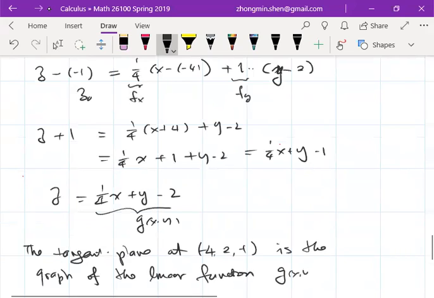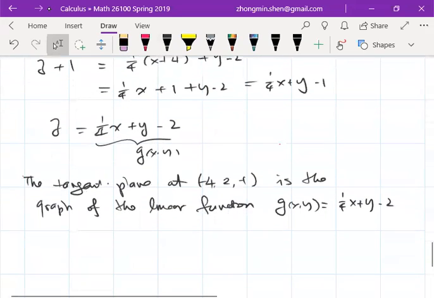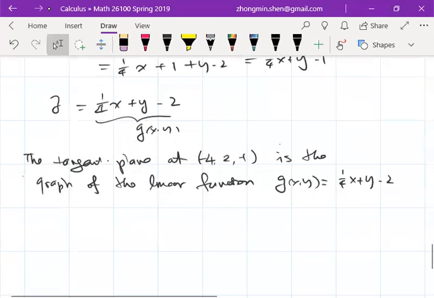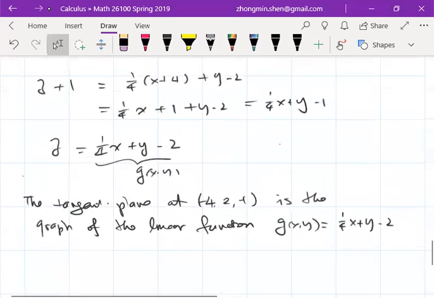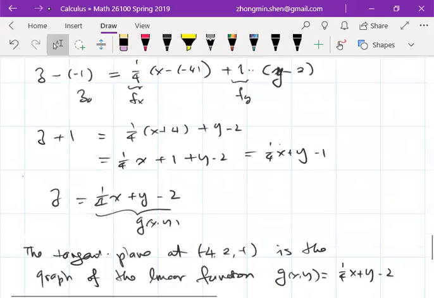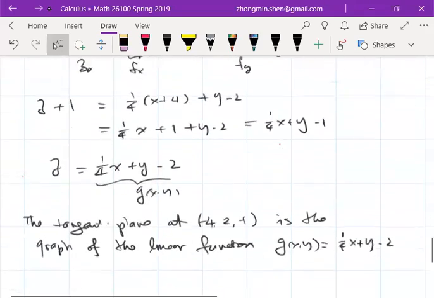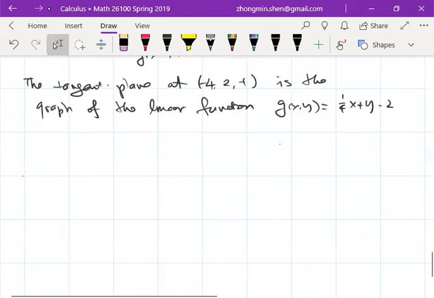Yeah, the linear function is given by a quarter of x plus y minus 2. So the linear function is simpler than the general function. Now, let's look at the picture. You see, the original function is not a linear function. It's x over y squared. So the graph is harder to draw.